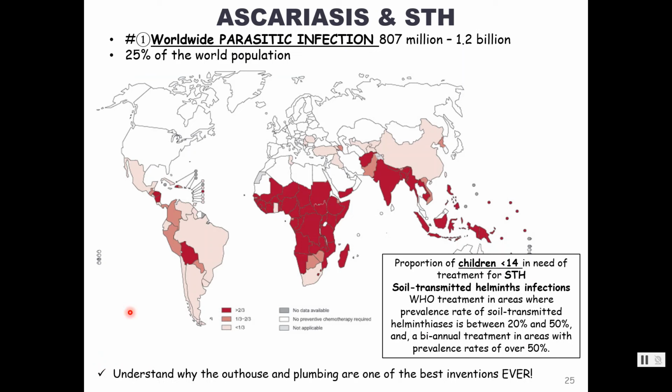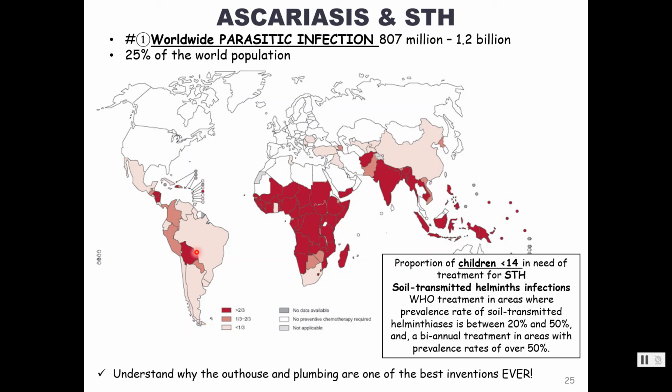Okay, so our first roundworm infection that we're going to talk about is called ascariasis. It is what is called an STH by the CDC. It is a soil-transmitted helminth. This is the number one worldwide parasitic infection, 807 million to 1.2 billion cases. So they believe that around 15% of the whole world's population is infected with ascariasis.